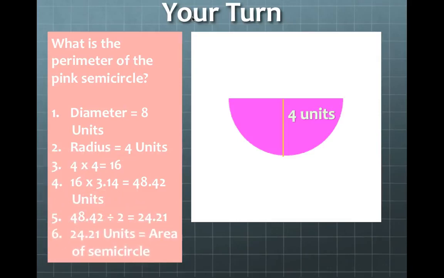The area of this half circle, semicircle, whatever you want to call it, is 24 and 21/100 units squared. That's what it is.